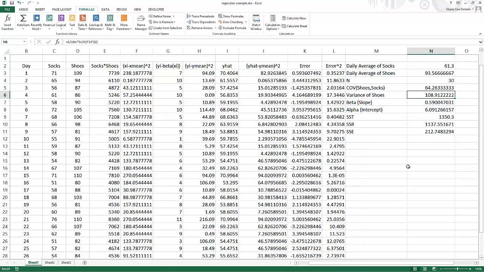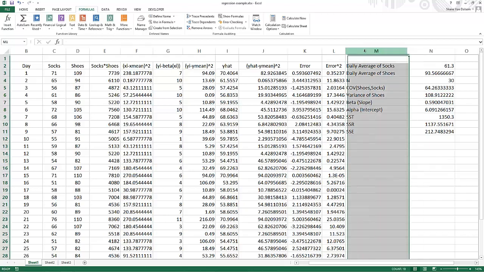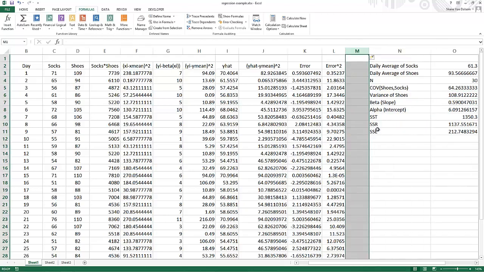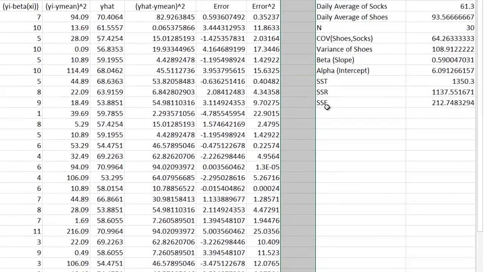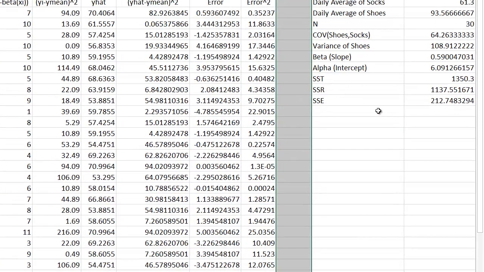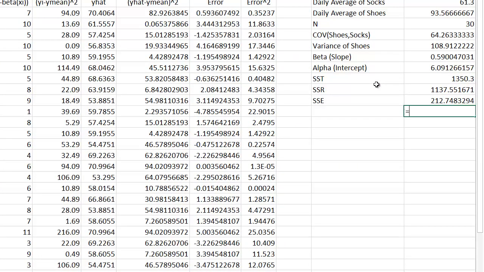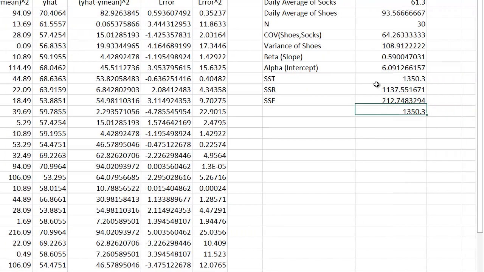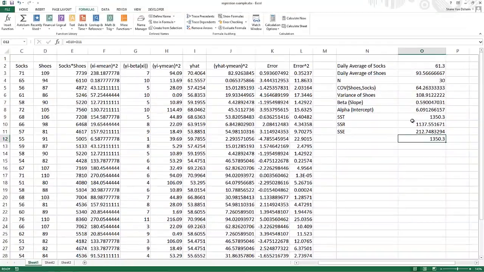And what you should see here, and we'll double check this, is that SSR plus SSE is equal to SST. So I'll just double check that. And I do get the correct answer. SSR plus SSE is equal to SST.